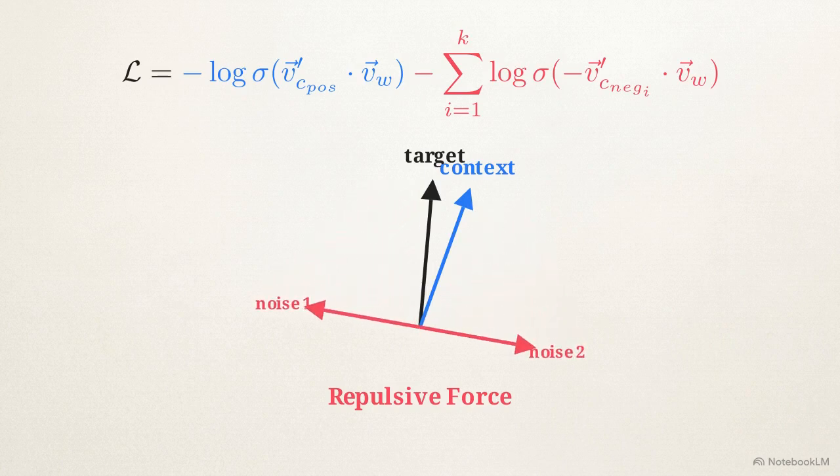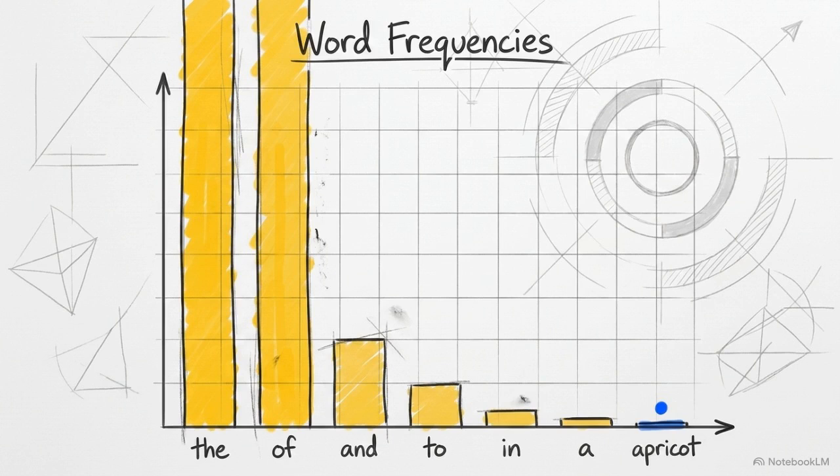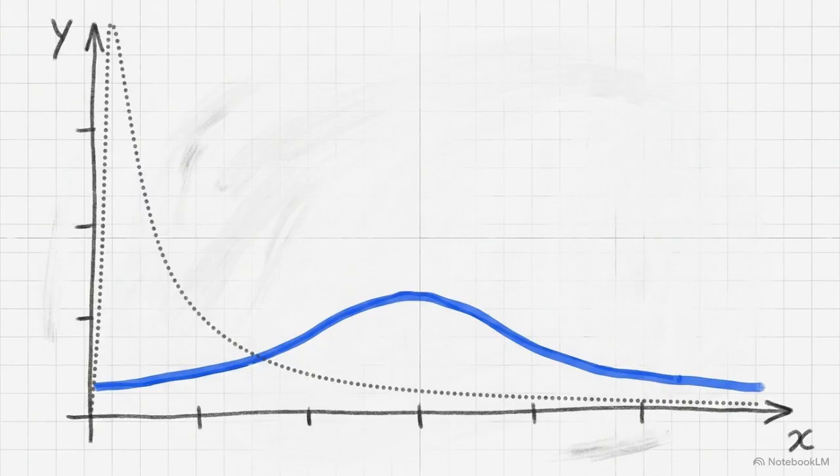However, picking noise words at random is inefficient. The model wastes time pushing words away from extremely common terms like of or the, which provides no semantic information. To fix this, the system selects noise words based on their frequency raised to the power of 0.75. This exponent flattens the distribution. It decreases the likelihood of picking the most common words and increases the chance of picking rare, information-dense words to act as the negative samples.